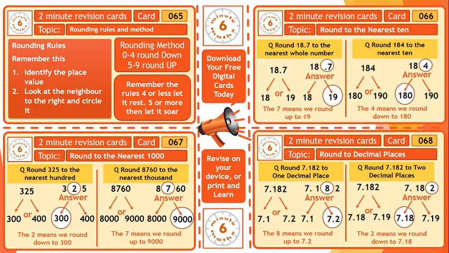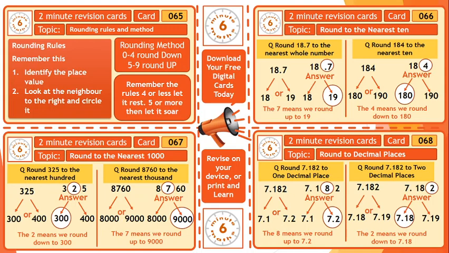Let's look at card number 68. Round 7.182 to one decimal place. So we've got 7.182, and if it's 1 place after the decimal point, then the answer is either going to be 7.1 or 7.2. And the 8, which is the next neighbour to the right after the 1 decimal place, tells us that we need to round it up to 7.2. So 7.182 is nearer to 7.2 than it is to 7.1.